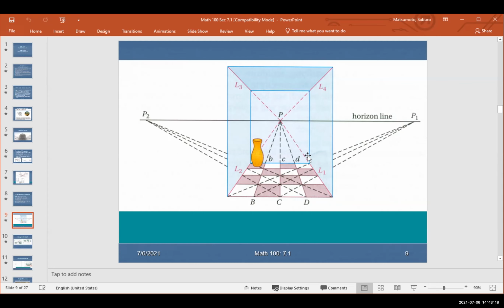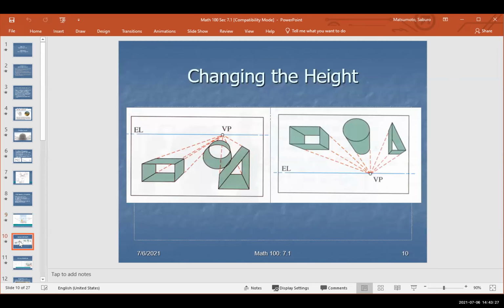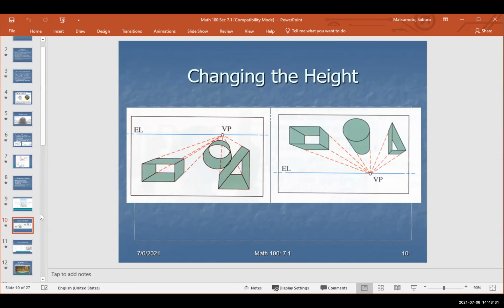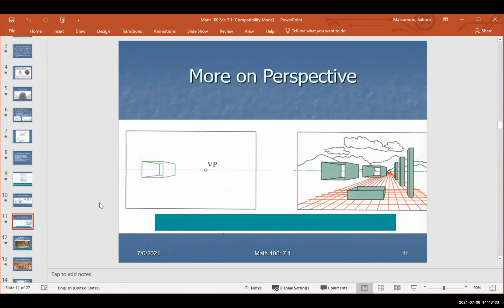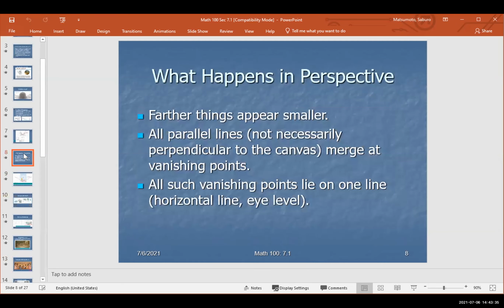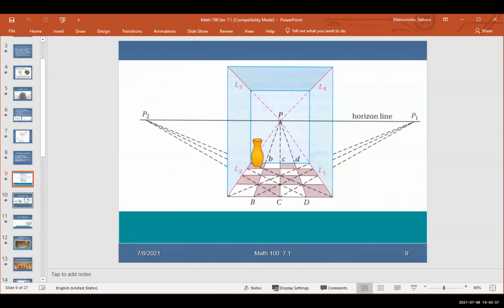Lines parallel to the canvas will remain parallel like this, this, this, this, and then the lines perpendicular would meet at the principal vanishing point. Changing the height will show you this. You have seen this in your notes, and then you have other pictures like that. Sorry about that. All right.